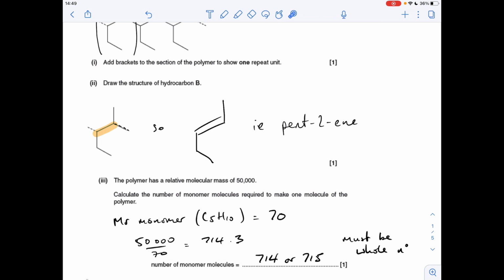Got a little calculation now. So we're told the polymer has a relative molecular mass of 50,000. How many monomer units are required to make 1 molecule of the polymer? So if we work out the MR of the monomer, C5H10, that's 70. If the MR of the polymer is 50,000, if we divide that by the MR of the monomer, we get 714.3. So you could either go for 714 or 715, but it has to be a whole number.